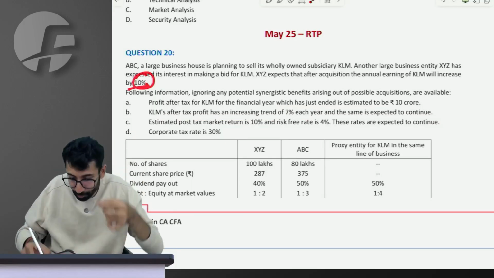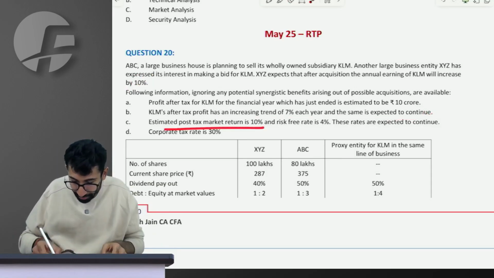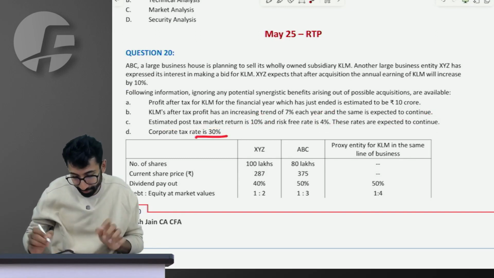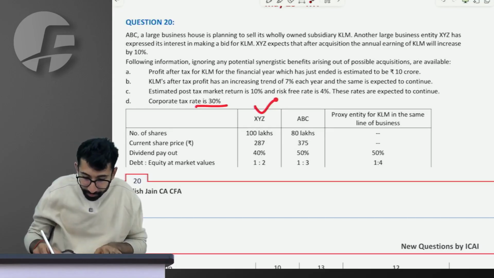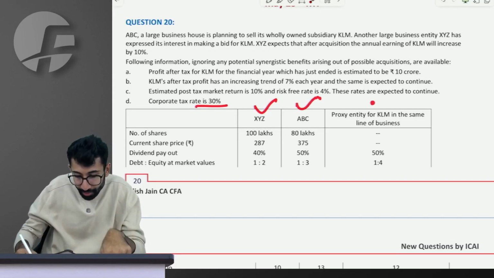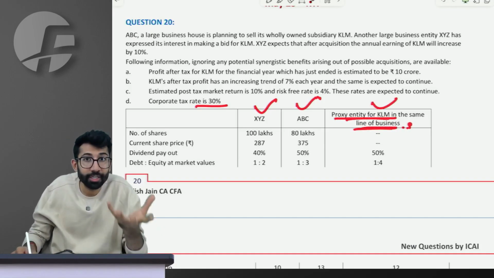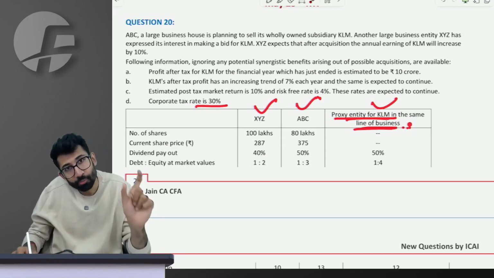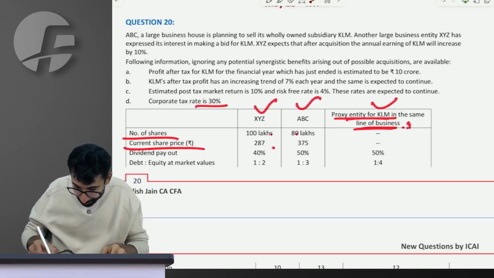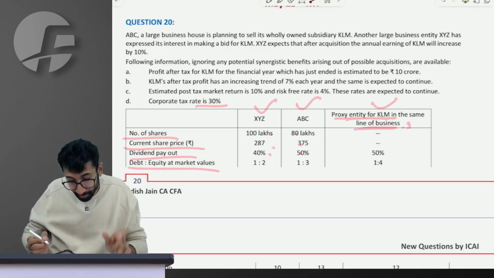That increased profit will continue to grow at the rate of 7% every year. Post-tax return, market return 10%, RF 4%, it will continue, tax rate 30%. XYZ is the company who wants to buy KLM, ABC is the existing owner of KLM, and there is a proxy entity of KLM in the same business. So KLM is a different subsidiary. In the market, there is one more company which has the same business as KLM; number of shares given, price per share given, dividend payout given, debt to equity at market value.